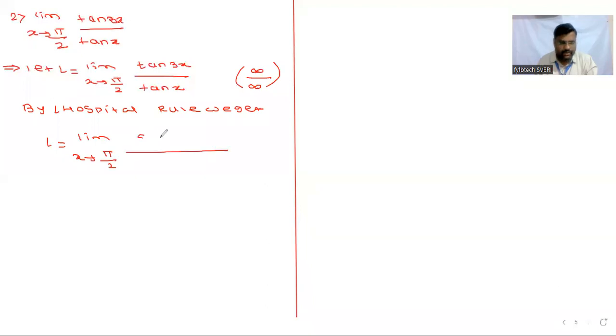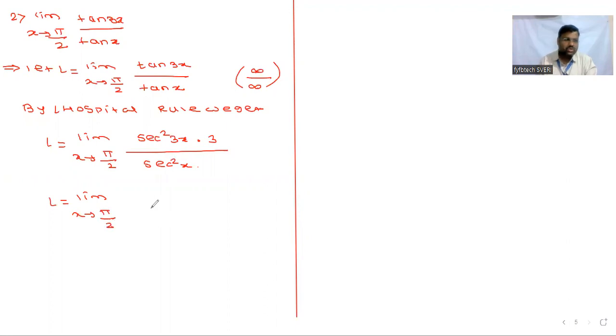Sec square into derivative of 3x is 3. Many people forget that 3 and the answer goes wrong. Divided by sec square x. Okay. Now just simplify. We got that L is equal to limit x tends to pi by 2.